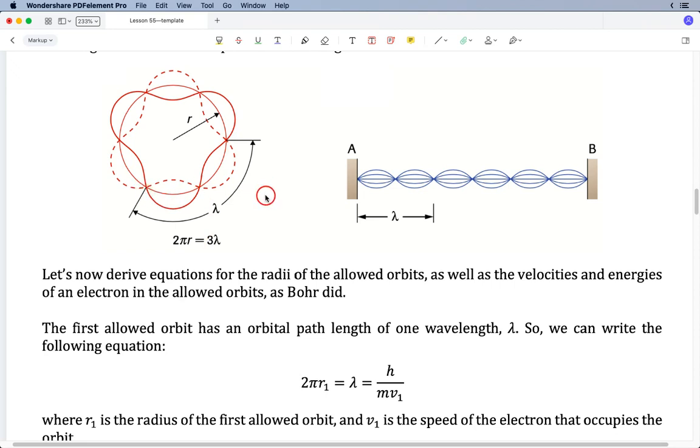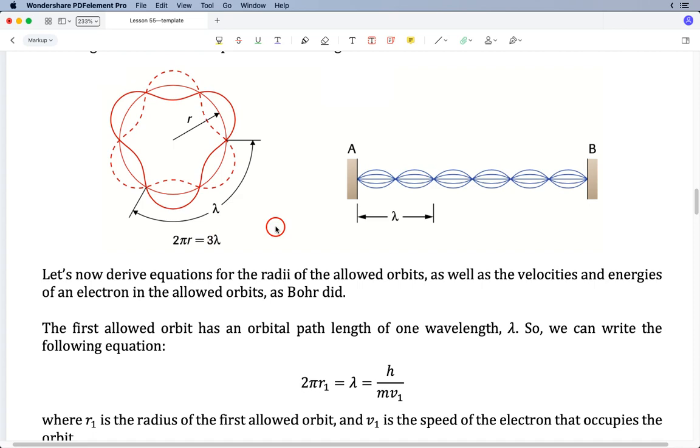It's similarly based on the idea that you can have standing waves generated on a string. The second image shows standing waves on a string, and you can see that if the string is set up between these two fixed locations, you can have a standing wave with a wavelength that's 1/3 of this distance, so that the entire distance from A to B is 3 wavelengths. It's the same idea: here the entire circumference is equal to 3 wavelengths.